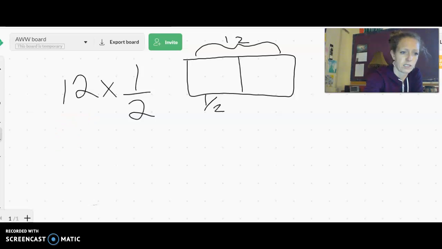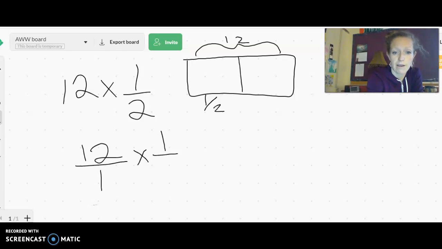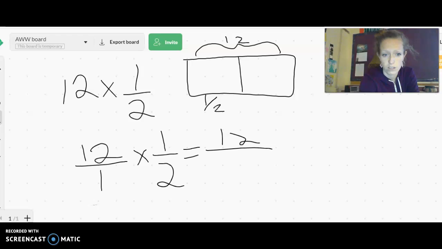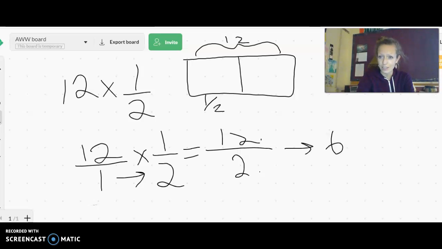All right, so I'm going to go 12 over 1 times 1/2. You're going to love multiplying fractions. 12 times 1 equals 12. 1 times 2, and now here the denominator does change. 1 times 2 equals 2. Now we divide. Remember, fractions are division problems. What is 12 divided by 2? 6. There you go. That's how you check. Isn't that fun?